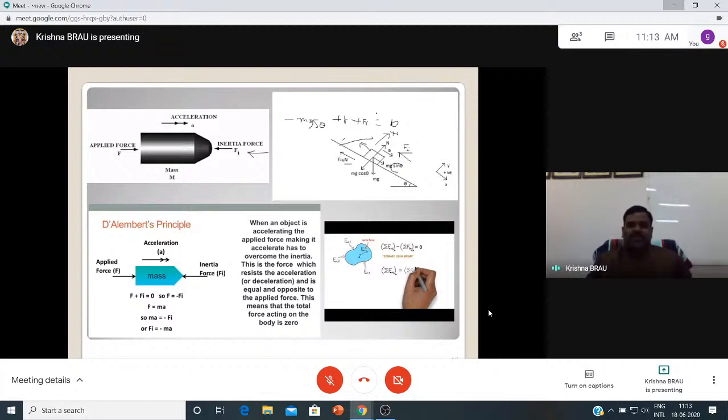So this is how we will consider the equation: mg sin theta minus F plus Fi is equal to 0. And similarly in the vertical direction, because this is the inertia force m into a, this is the frictional force, and this is the component. So this is how we will consider the problem and try to solve it.